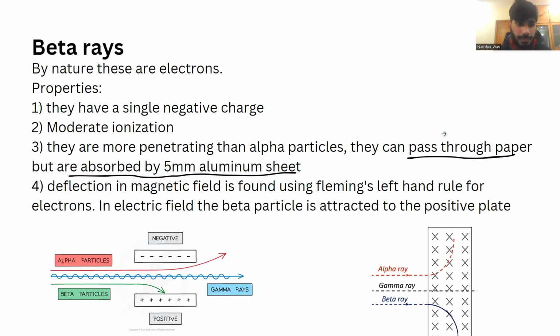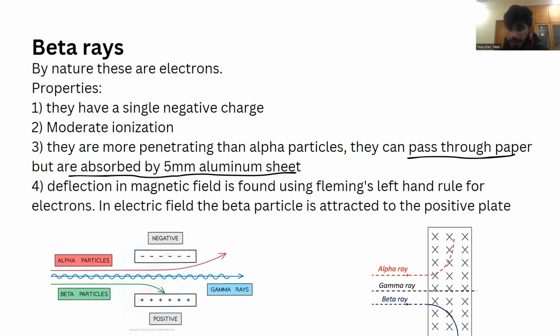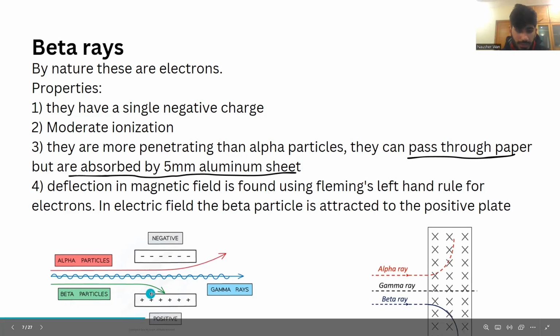Okay. Now, fourthly, beta rays also deflect when you pass them through a magnetic field or an electric field. So for the electric field, you can see this example below, the same example over here. Instead, you look at the green line over here, and it is attracted to the positive side because beta rays are negatively charged particles. So they'll obviously be attracted to the positive side over here.